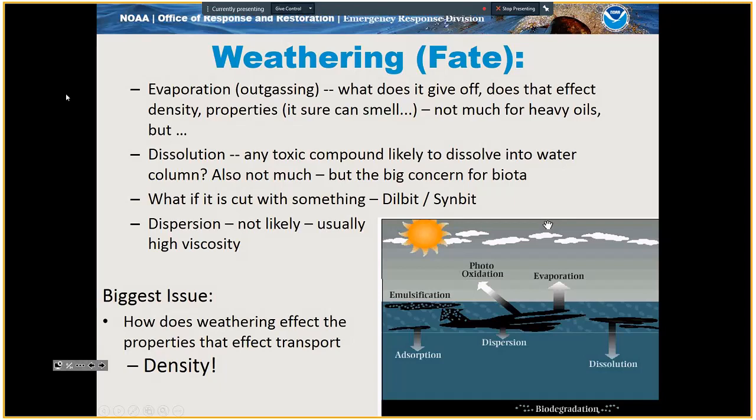So the big question with weathering for heavy oils is, how does the weathering affect the properties that affect transport, and density is the big one. So we need to be able to model the fate of the oil, how the weathering is happening, so we can try to see how the density is going to change over time. And that's going to completely change things.